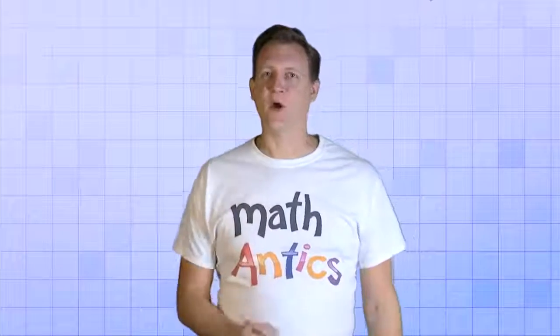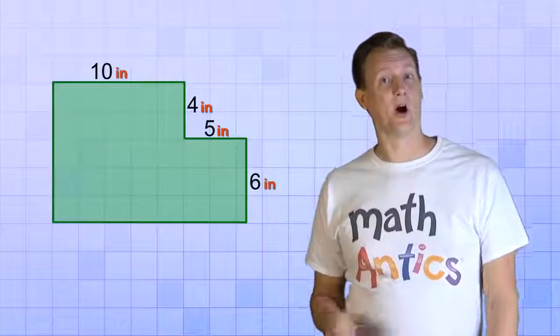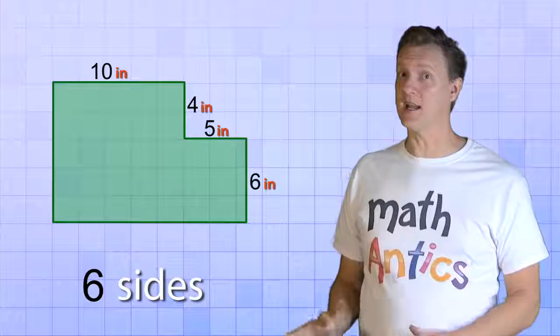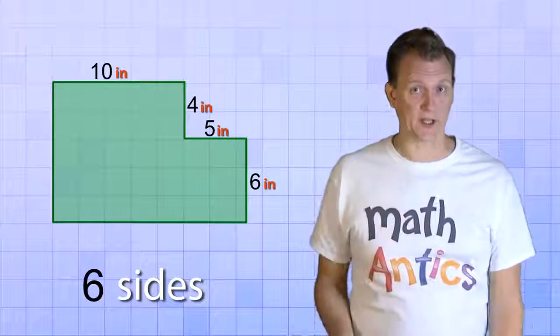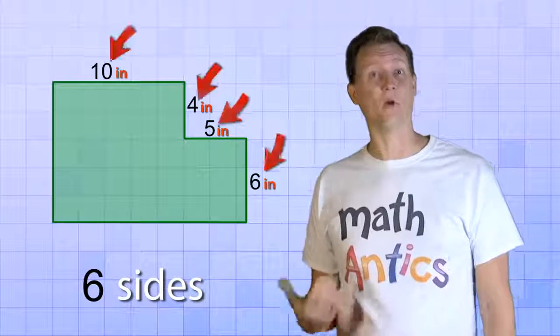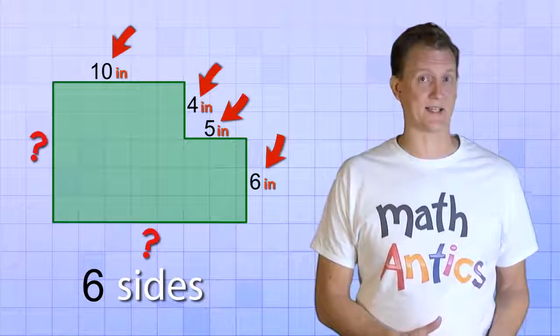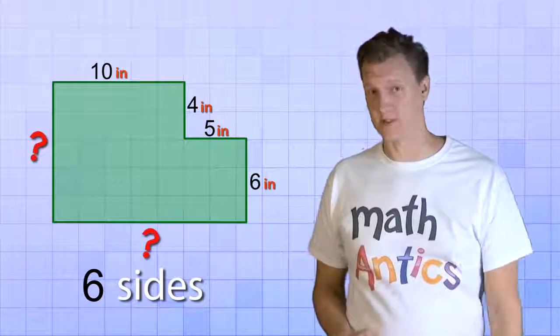Okay, let's try one more example. This polygon also has 6 sides, but it's not a regular polygon. The sides are different lengths, and this one's really tricky because they only show us the length of 4 of the sides. The other 2 are missing. So how can we figure them out?